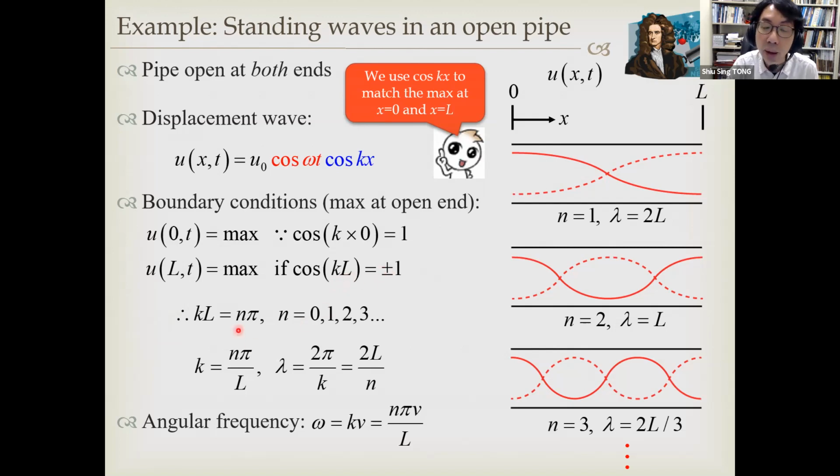And that corresponds to the situation where KL is equal to n pi. When cosine KL is equal to +1, then the angle is equal to 0, right? When cosine KL is equal to -1, the angle is equal to pi. So that means KL is equal to n pi, where n is 0, 1, 2, 3, 4. I should omit the 0 because it just doesn't make sense. It should be 1, 2, 3, 4. And that corresponds to K equal to n pi over L. Is that right?